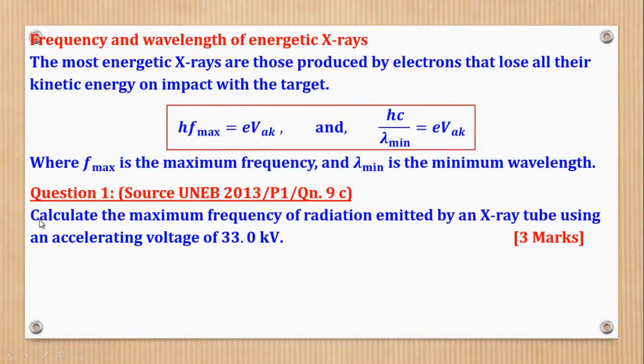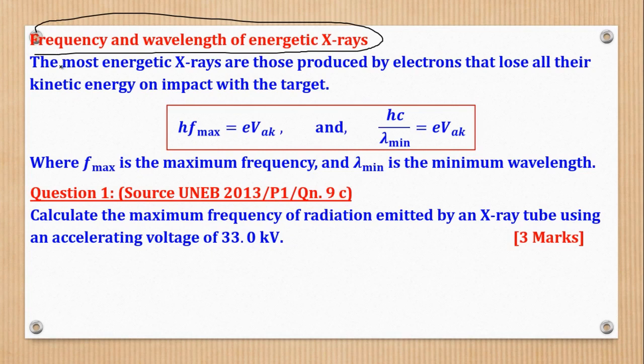So we are still on X-rays. Now we shall look at frequency and wavelength of energetic X-rays. So we have been dealing with velocity, accelerating PD, and number of electrons per second striking the target. Now we shall look at frequency and wavelength of energetic X-rays. What we should remember is that the most energetic X-rays are those produced by electrons that lose all their kinetic energy on impact with the target.